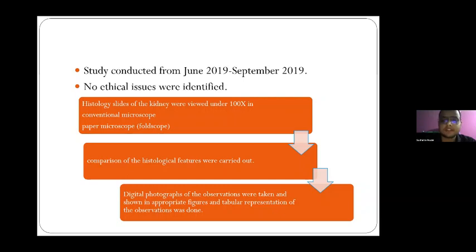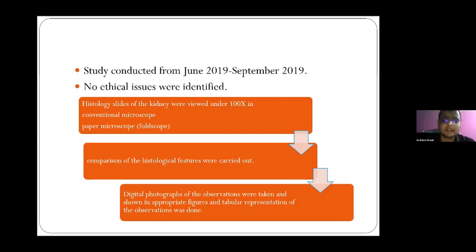The flowchart of the study: first of all, the histological slides were viewed under 100x magnification in the conventional microscope, and the peculiar characteristics of the cortex and the medulla of the kidney were viewed. After that, the same slides were viewed under the foldscope, that is the paper microscope, and again the histological features of the kidney were identified. The comparison was carried out on the basis of the quality of the image, the lining epithelium, whether ciliated or non-ciliated columnar epithelium, and the staining and size of the lumen. These were the features compared.